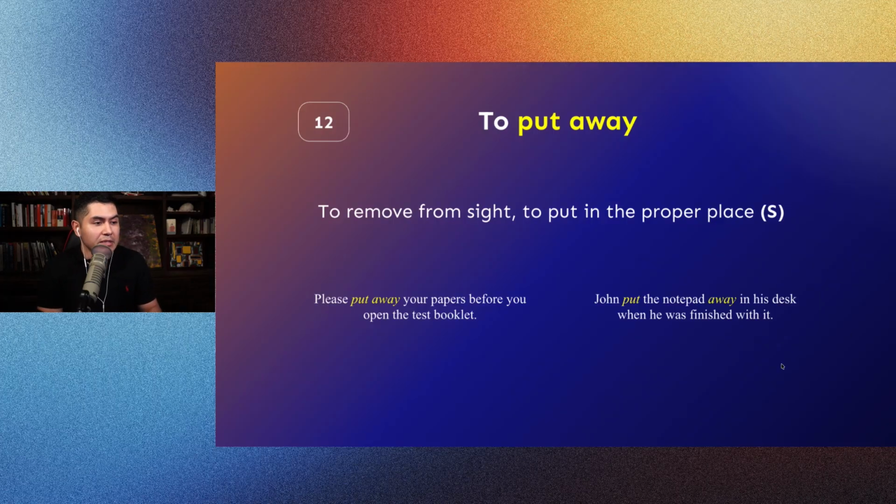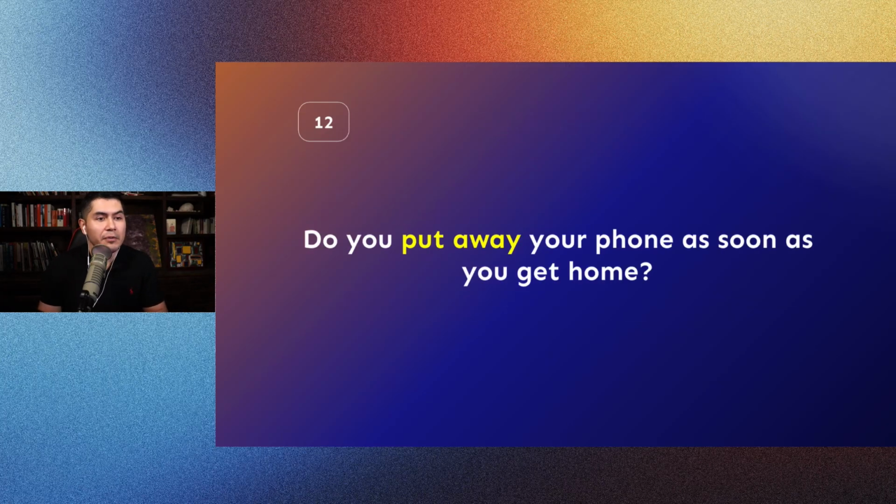The second example where it's separable: John put the notepad away in his desk when he was finished with it. So right there, put it away in his desk, in the drawer, couldn't see the notebook, right? So it's not put aside or just put it over there. It's put away, hide it. We don't want to see it. All right. The question is, do you put away your phone as soon as you get home? I don't know. I don't do that, but maybe I definitely put it away before going to sleep. I don't want to see it. It's not good for your eyes. I struggle when I don't put it away to go to sleep. So the best thing is put away the phone before you go to sleep, right? What about you? Do you put away your phone?